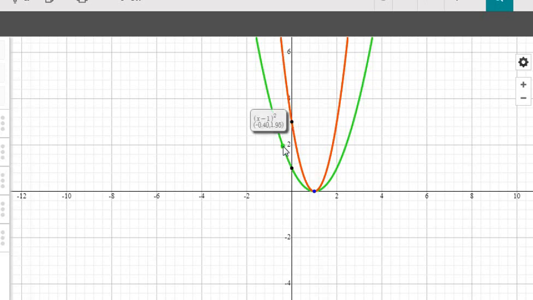This is almost negative 0.4 and about 2. What about the point here? It's going to be negative 0.4 and 6. So it's multiplied by 3. The value of y is multiplied by 3. It's easier to be determined for the y-intercepts.